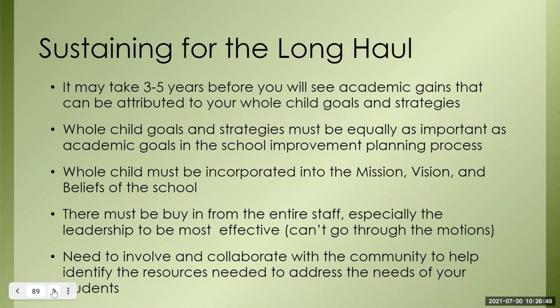When we're talking about implementing the whole child model and data collection, we're in it for the long haul. A lot of this is systems change. Don't expect to see results right away; this is going to take 3 to 5 years before you see some academic gains that you can attribute to your whole child goals and strategies. But please don't think that within 1 year you're going to see things change drastically.